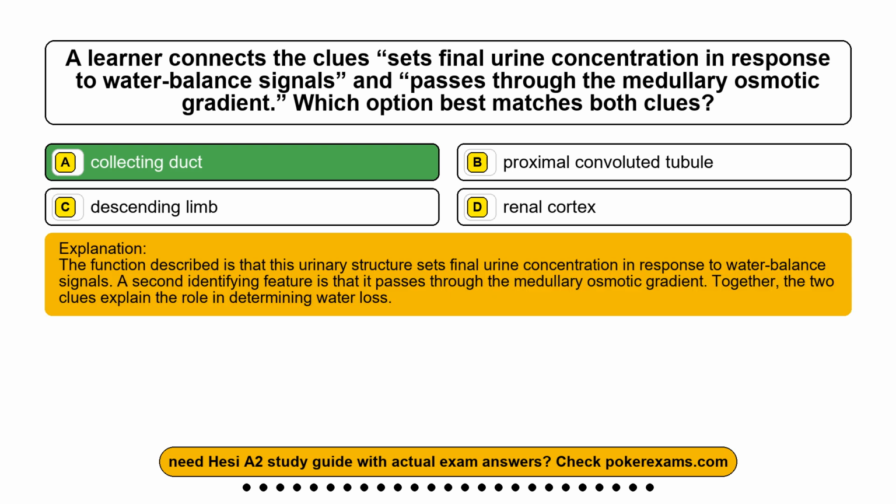The function described is that this urinary structure sets final urine concentration in response to water-balance signals. A second identifying feature is that it passes through the medullary osmotic gradient. Together, the two clues explain the role in determining water loss.